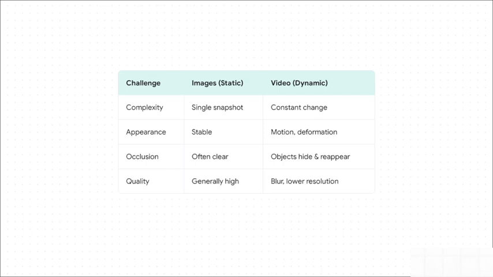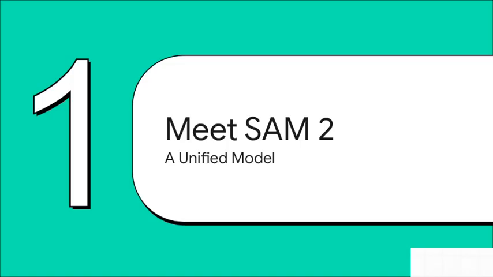So this jump from images to video isn't just a small step. It introduces a whole new world of problems. With an image, you've got a single, usually high-quality, stable snapshot. But in a video, objects are moving, they're changing shape, they're getting hidden behind other things and then popping back out. On top of that, the video frames themselves can be blurry or have a lower resolution. These are not small hurdles. They're fundamental challenges that needed a totally new way of thinking. And that new way of thinking is SAM-2.